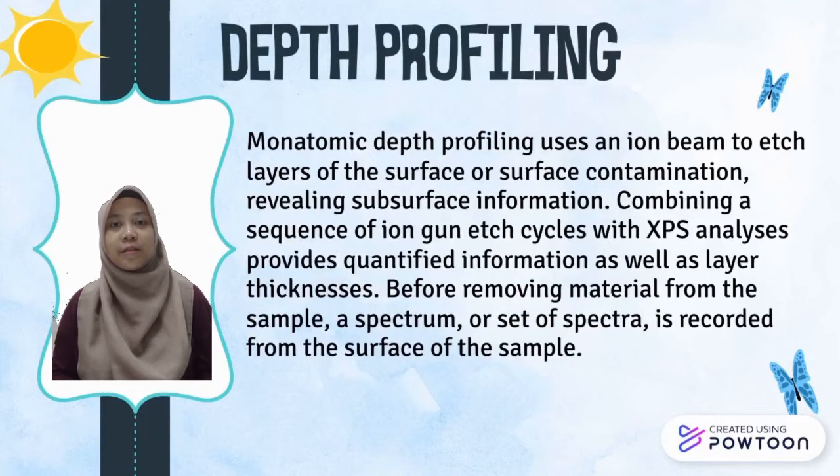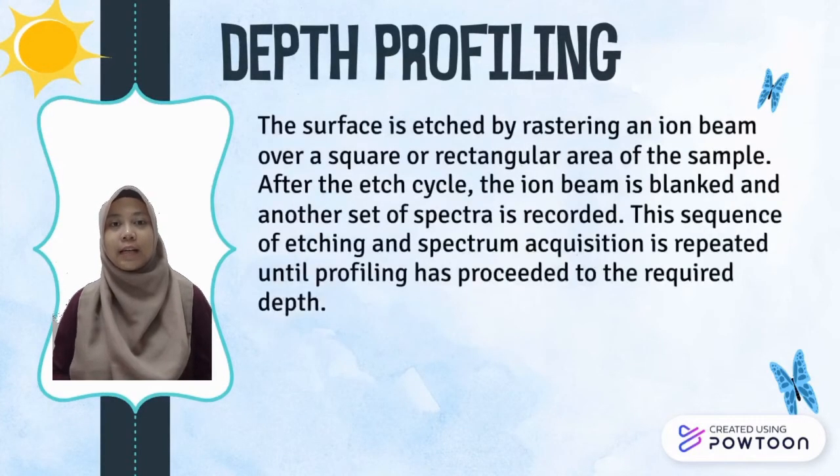Before removing material from a sample, a spectrum or spectra is recorded from the surface of the sample. The surface is etched by rastering an ion beam over a square or rectangular area of the sample. After the etch cycle, the ion beam is blanked and another set of spectra is recorded. This sequence of etching and spectrum acquisition is repeated until profiling has proceeded to the required depth.